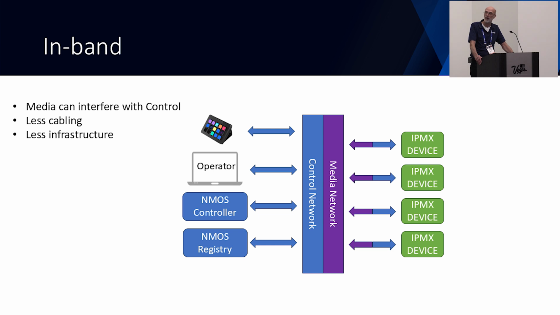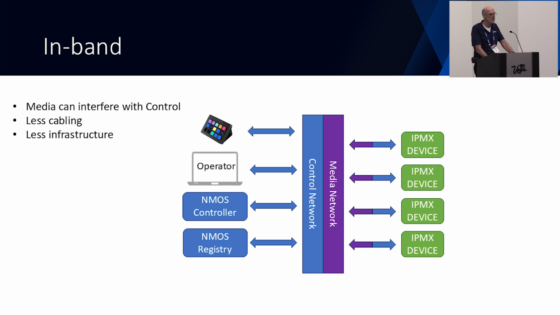All right, so let's look at what that can look like, because a picture is worth 1,000 words. I drew here a network switch that has two colors representing the control network versus the media network. All my devices are in-band. They're doing both the purple, which is my media, and the blue, which is my control. Then I have my control devices, my NMOS registry and NMOS controller, as blue connections. So in this case, the media can interfere with your control, but it requires less cabling and less infrastructure, so for a very small network this might be ideal.